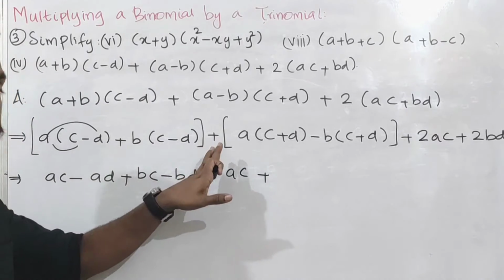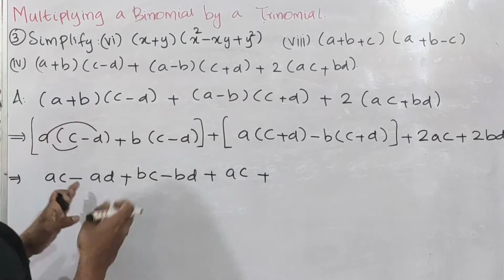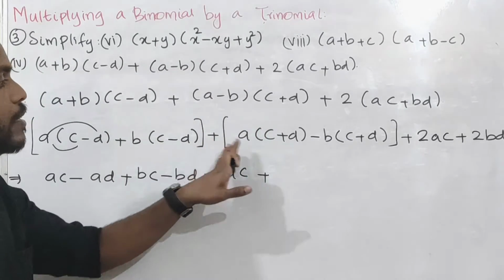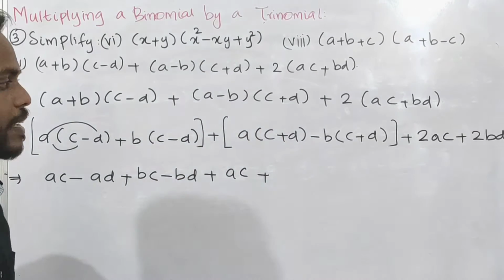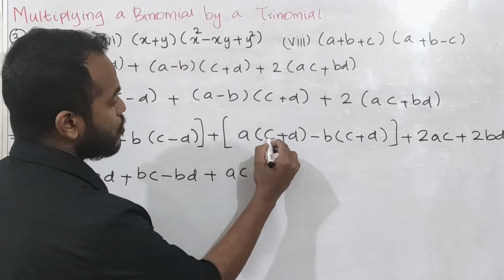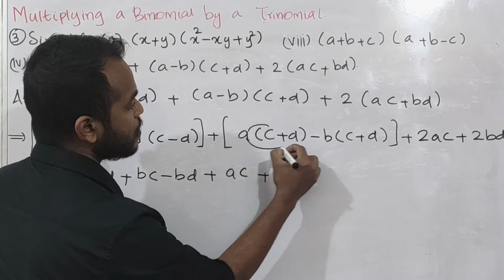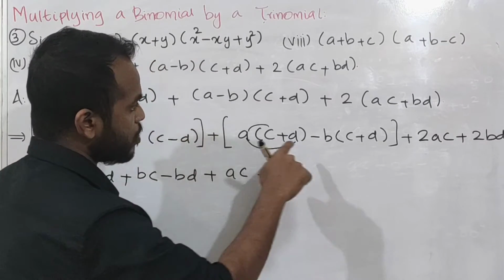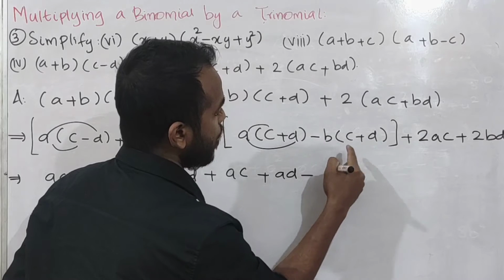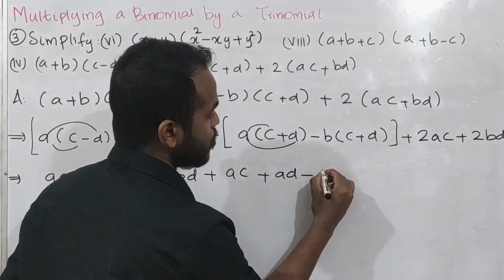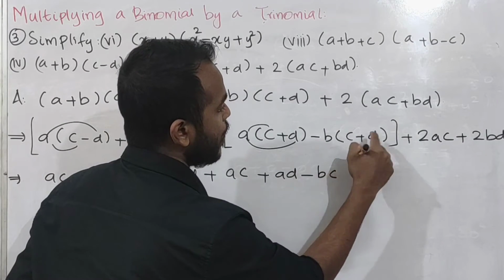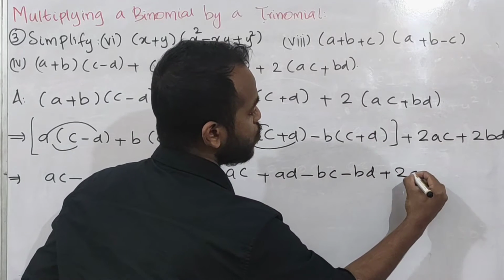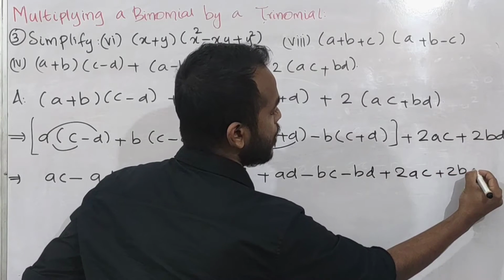Why have I removed this bracket? Because there is no negative symbol over here, that's why I have removed it. But if there is a negative symbol, we cannot remove this easily. There will be questions like that. Let's see. Then A into C is AC. We have done this. Now A into D is AD. Then what is remaining? We have a minus B outside the bracket of C plus D. So this will be minus BC. Then B into D is minus BD. Then we have the last two terms 2AC plus 2BD.